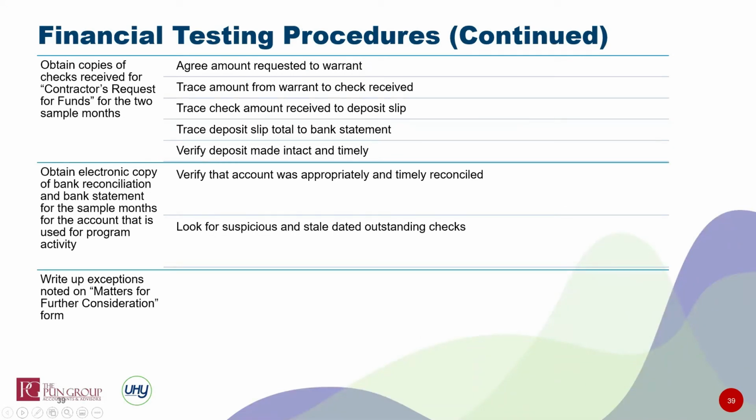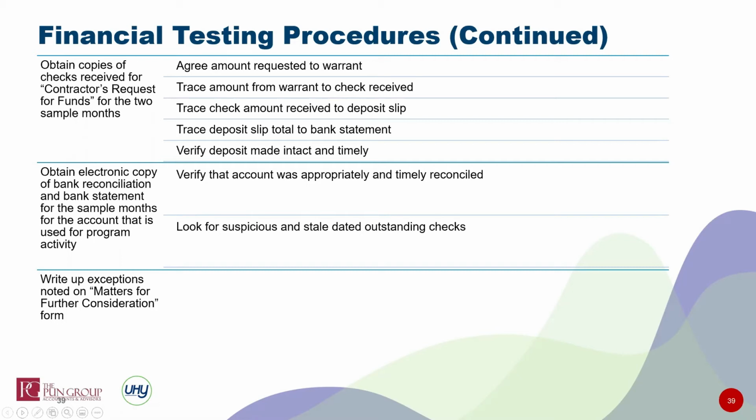Next phase, we obtain copies of checks received for contractor requests for funds. We do this for 2 months. This is on the cash receipt side. We ensure that the sub-recipient, that the amount agrees to their request. And we trace the amount from the warrant to the check received, make sure that matches the deposit slip, and we see that that goes into their bank account and is intact and timely.